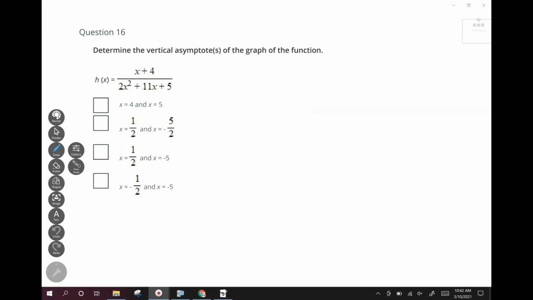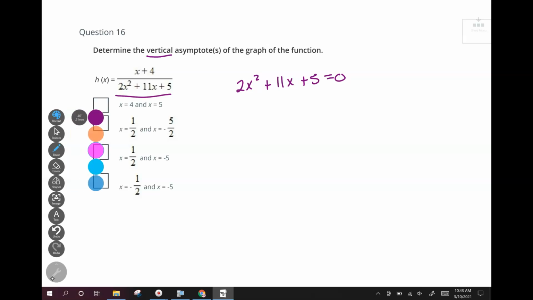Same thing on 15 and 16, setting the denominator equal to 0, solving for x. But on 16, we might need a little review on factoring, so I will go over it. We're looking for vertical asymptotes. So again, the denominator equals 0. 2x squared plus 11x plus 5 equals 0. To factor this, you can use whatever method you're comfortable with. I'm going to do the AC method. It seems to be what people are favoring.